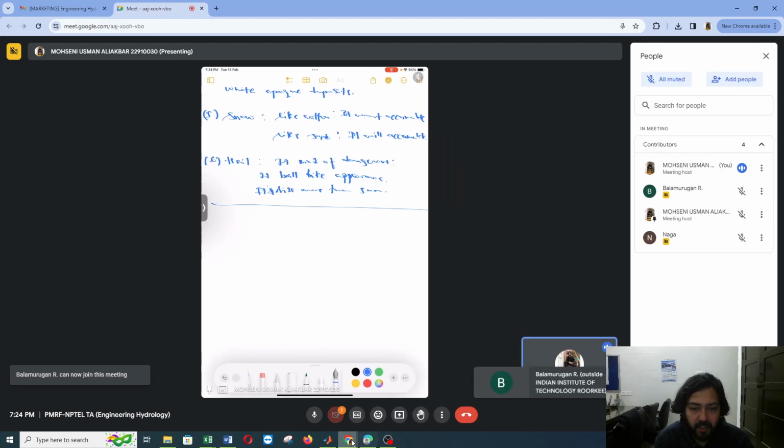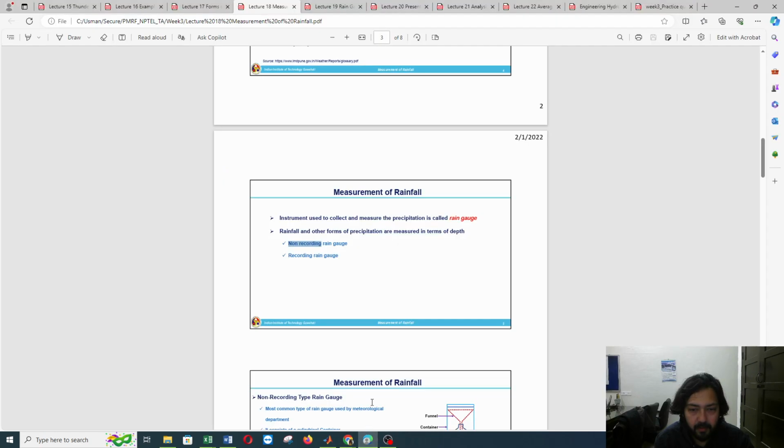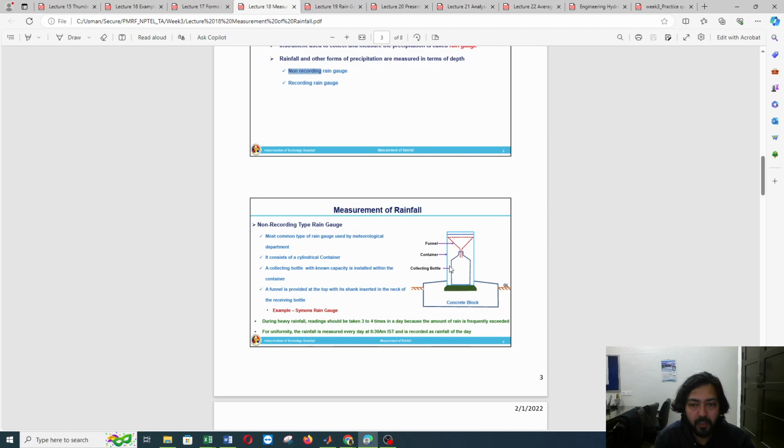So let us say there is a rainfall event that is happening. So how do the non-recording rain gauges work? Look at the setup here. It is the simplest setup, right? We have seen the funnel, and we already know what it does. It will collect the rainfall and transfer it into the collecting bottle.